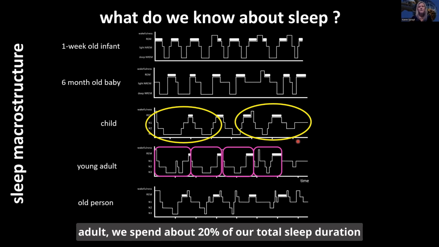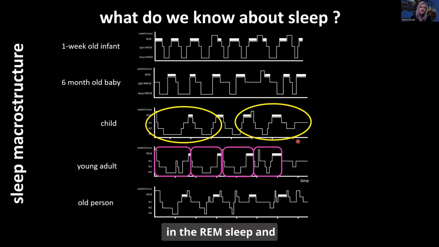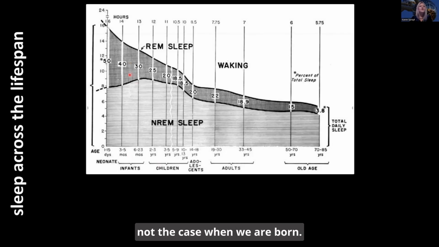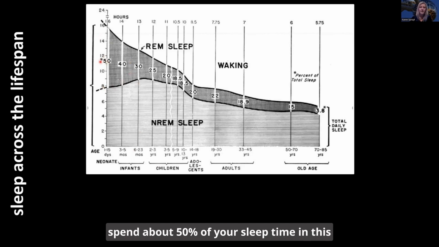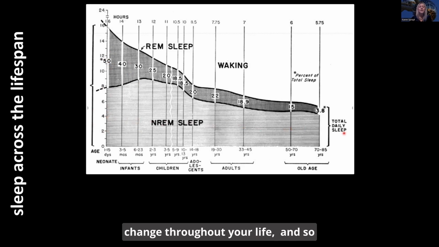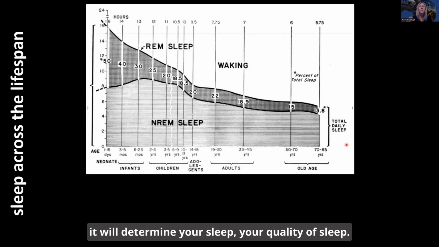As an adult, of our total sleep duration, we spend about 20% in REM sleep and around 80% in non-REM sleep. But as I just said, this is not the case when we are born. As a newborn, you spend about 50% of your sleep time in REM sleep and 50% in non-REM sleep. And as this figure shows, this proportion will change throughout your life, and it will determine your quality of sleep.